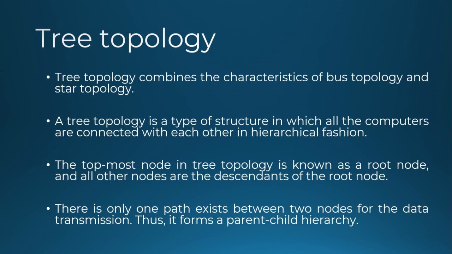The tree topology combines the characteristics of the bus topology and the star topology. Here, tree topology is a type of structure in which all the computers are connected with each other in a hierarchical fashion, like a tree. The topmost node in the tree topology is called the root node, and all the other nodes are the descendants of the root node. There is only one path between two nodes for data transmission, thus it forms the parent-child hierarchy.